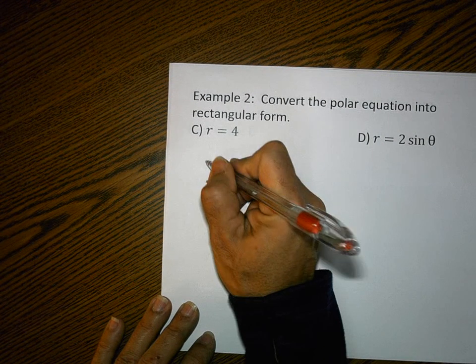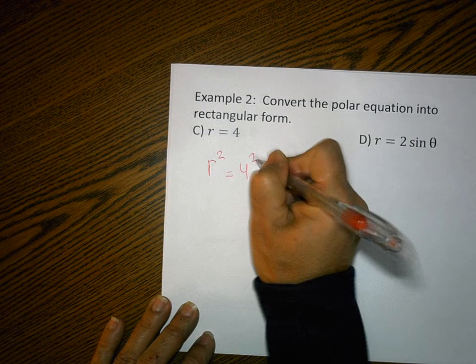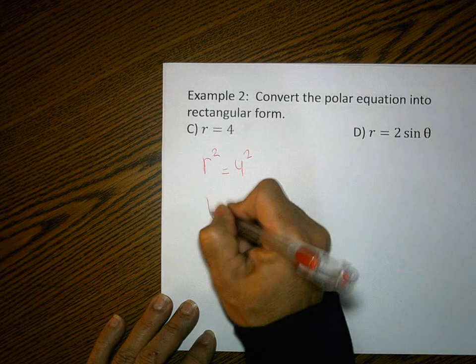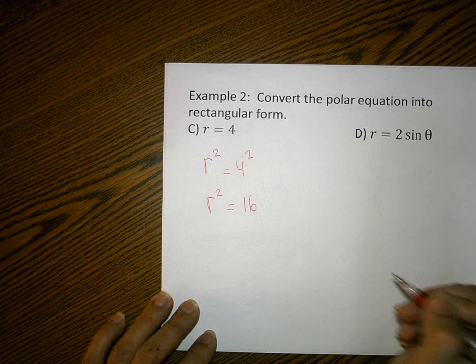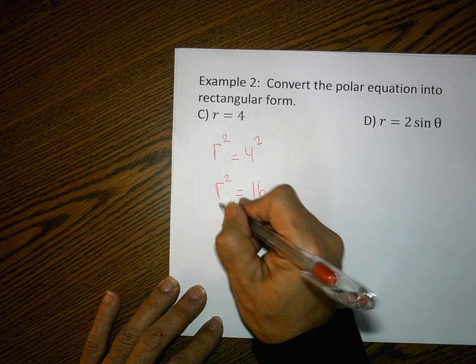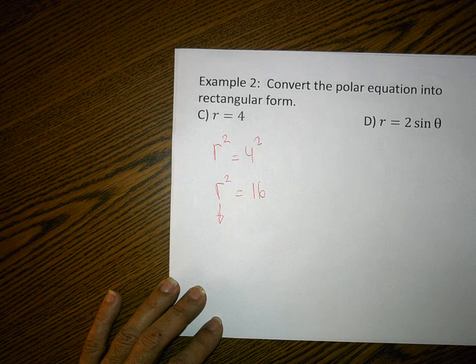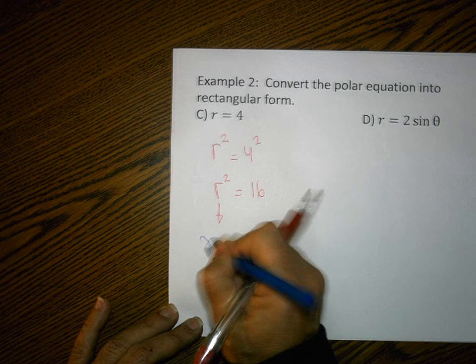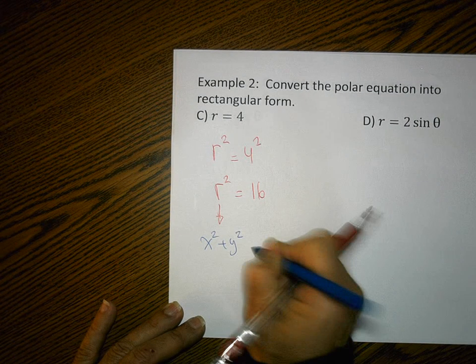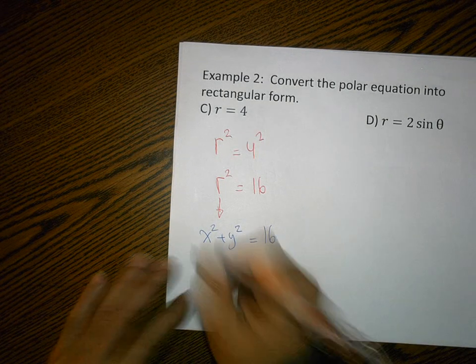So r squared, if I square this, then I have to square the number 4 as well. R squared equals 4 squared, which is 16. Well, what can I substitute so I don't have r's anymore? We want to get rid of r's and end up with x and y's. Then this is simply x squared plus y squared equals 16. So pretty much we worked backwards from the first example I gave you.